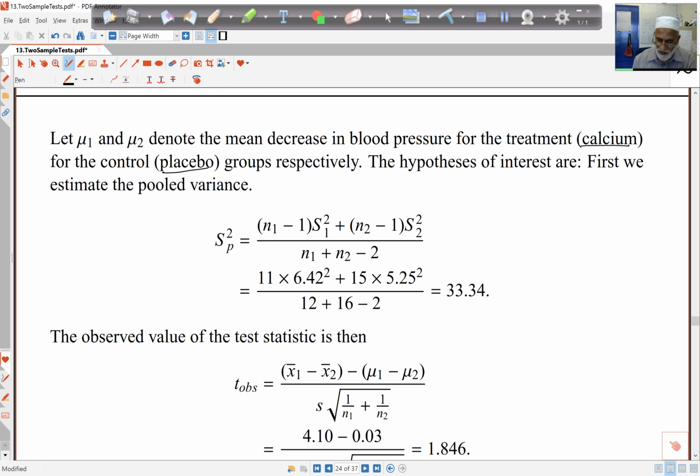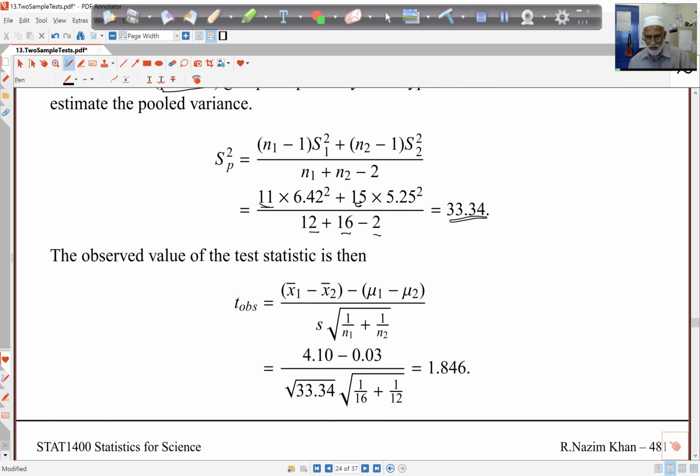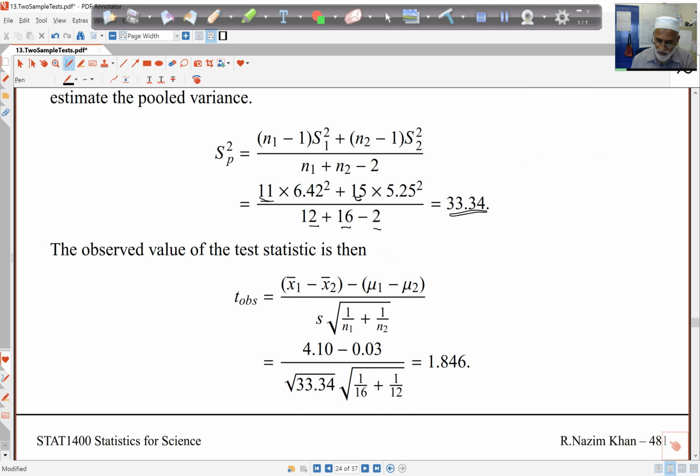I'm going to work out the pooled variance to start off with. It's (n1 minus 1), 12 minus 1, times s1 squared, plus (n2 minus 1), 16 minus 1, times s2 squared, over n1 plus n2 minus 2. That comes to 33.34 as my s pooled squared. So the observed value of the test statistic is x1 bar minus x2 bar, minus (mu1 minus mu2), over s times the square root of 1 over n1 plus 1 over n2.